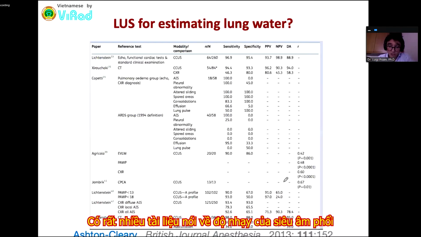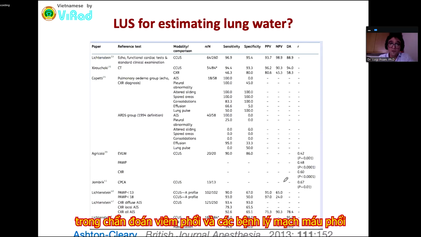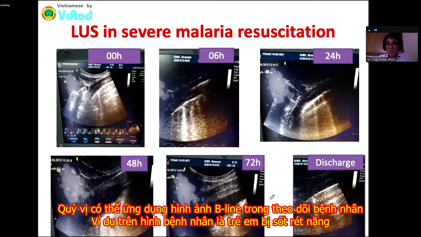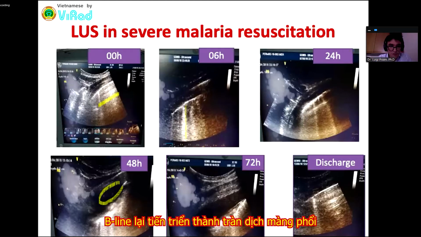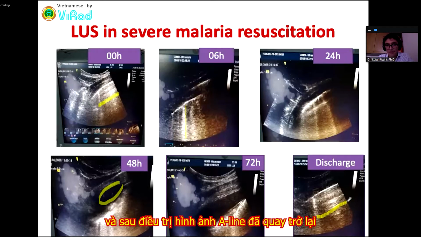There is a lot of literature on the sensitivity of lung ultrasound for the diagnosis of pulmonary edema and extravascular lung water, and you can use B lines to follow the patient. For example, this was a child with severe malaria. He arrived with A lines, then some B lines developed, then a pleural effusion developed, and at discharge, the A lines came back.